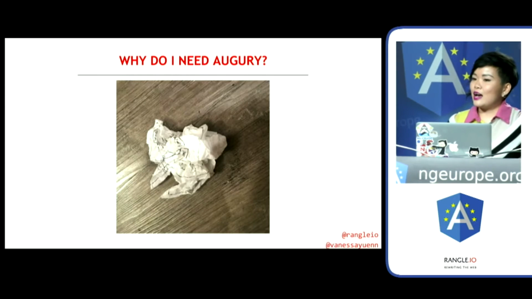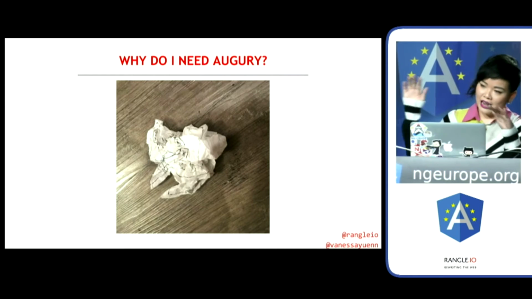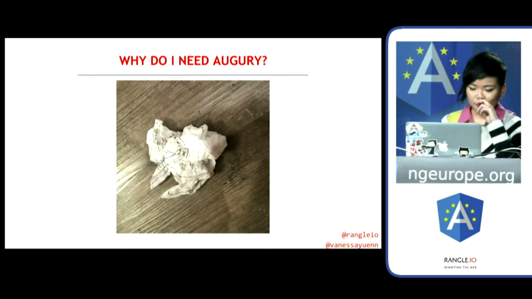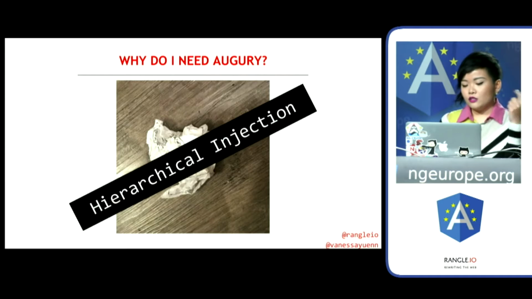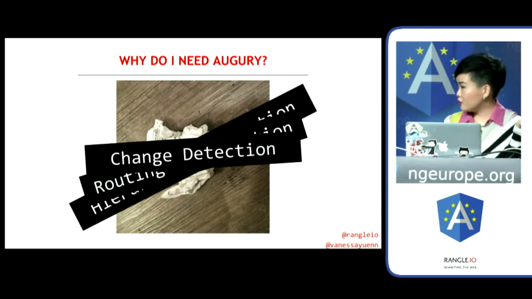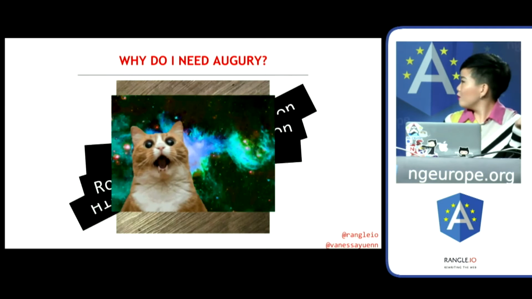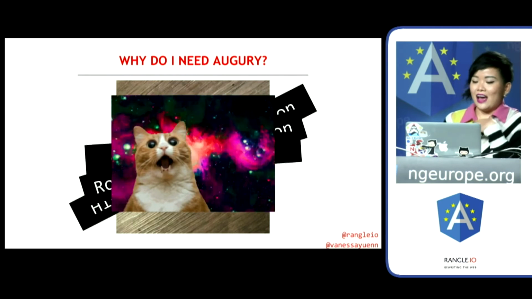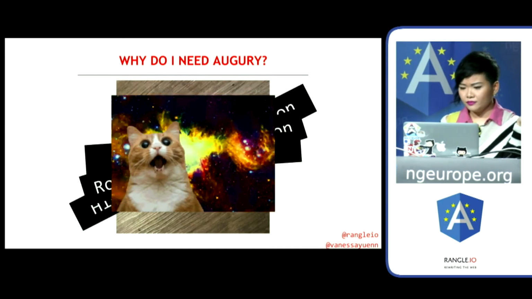Wouldn't it be nice to have all that mapped out in a nice little illustration so you can really see what's going on? And that's only hierarchical injection. On top of that, you have the routing and navigation. You have the change detection strategy that you have to pay attention to. I don't know, I can't really keep a mental map of everything like that.